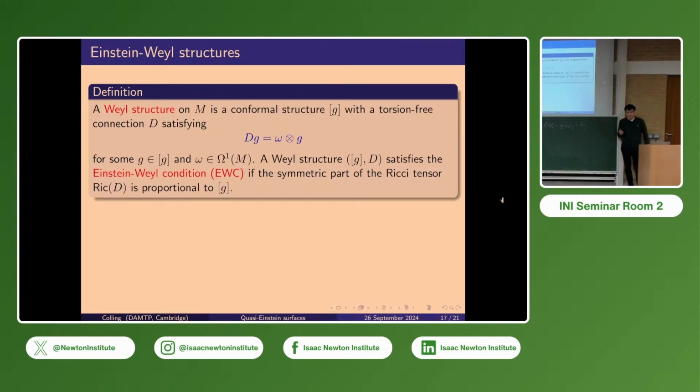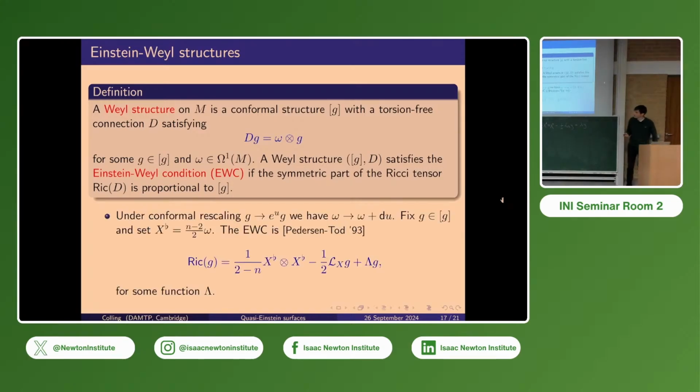So for example, you could take D to be the Levi-Civita connection of one of these metrics, and then the Einstein-Weyl condition is simply the Einstein equation for this representative metric. But this is more general, so D doesn't have to be the Levi-Civita connection of any of these metrics, and the Ricci tensor of D doesn't have to be symmetric, but this equation still makes sense. So we can view such a Weyl structure as being defined by a representative metric together with the corresponding one-form omega, with the understanding that if we rescale our metric by e to the u and we add du to our one-form, we get the same Weyl structure.